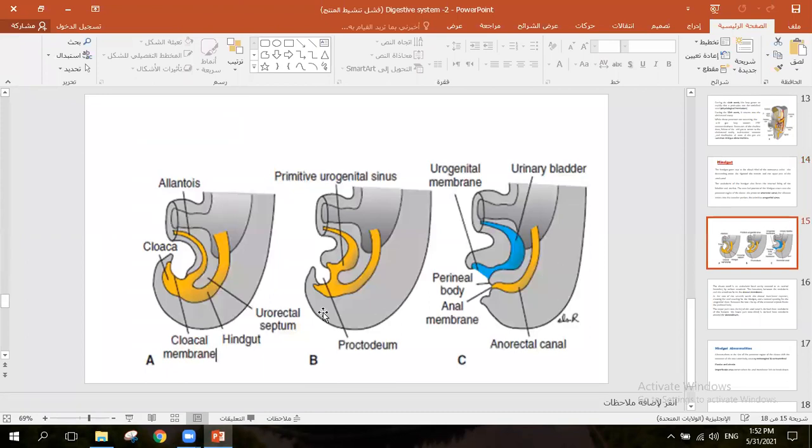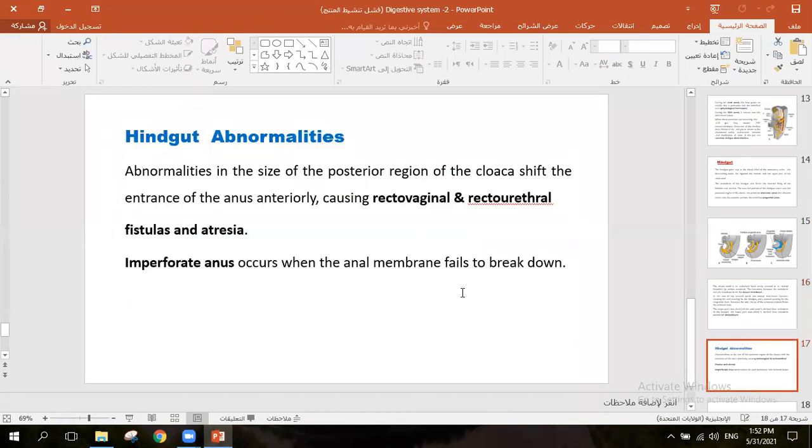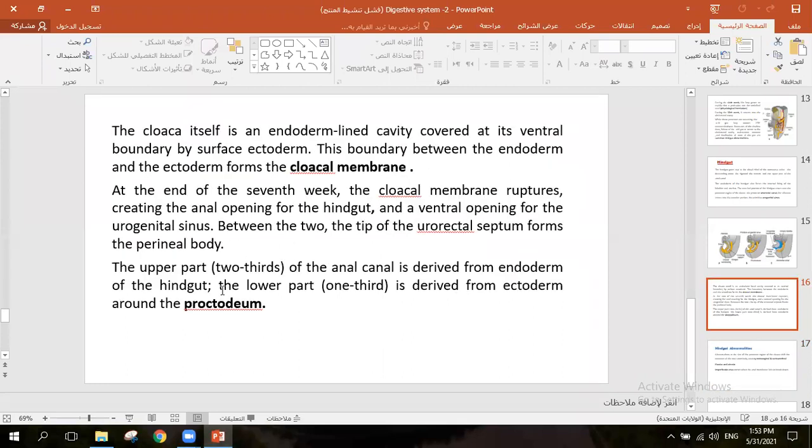Cloaca is an endoderm lined cavity covered by ectoderm. The boundary between endoderm and ectoderm forms the cloacal membrane. At the end of the seventh week, the cloacal membrane ruptures. The ventral portion forms the urogenital sinus, the dorsal portion forms the anal canal, and in between the perineal body forms. Congenital abnormalities of the hindgut include rectovaginal and rectourethral fistula and atresia, and imperforate anus. Important: the upper part of the anal canal is derived from endoderm, while the lower third is derived from proctodeum ectoderm.